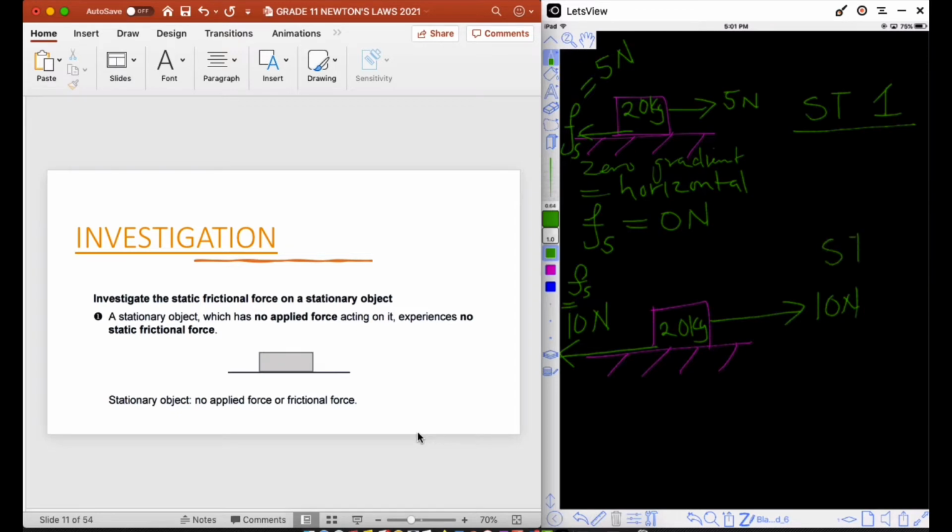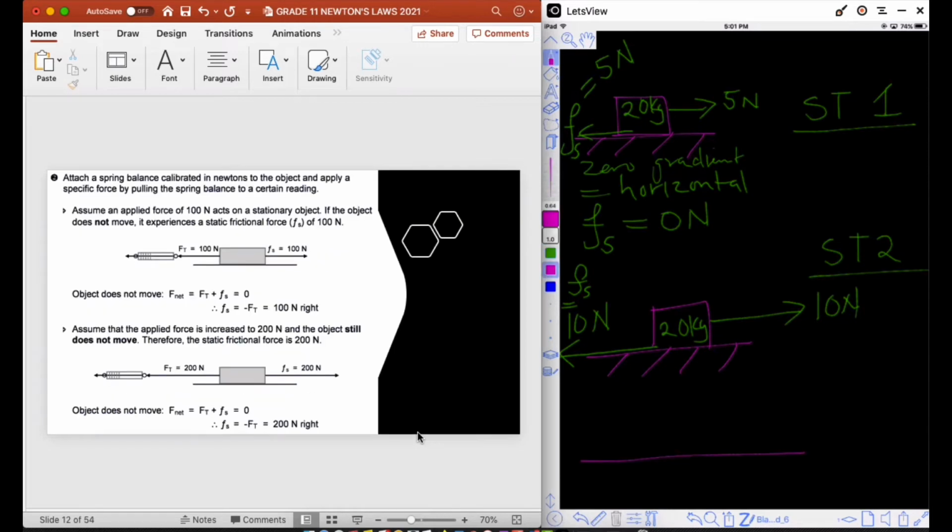This was step number 2. Now, let's move on to step number 3. We're going to reach a certain point where, after we have increased maybe to 20 newtons, there is a certain point where, when we increase the applied force, the static frictional force can no longer increase. And at this point, the object does not move.